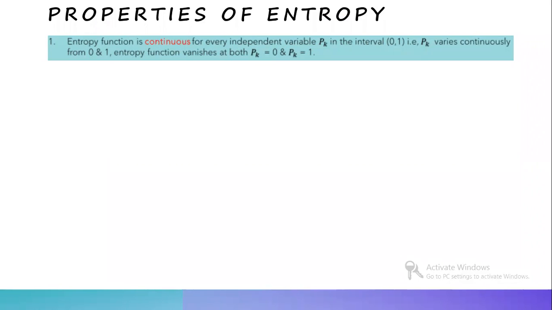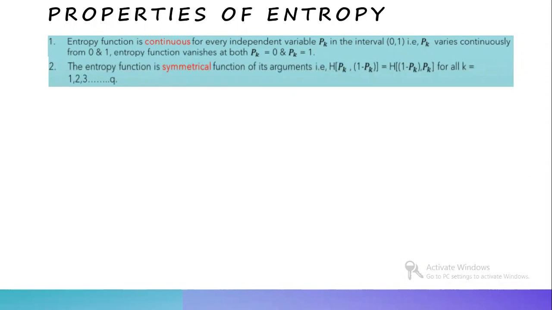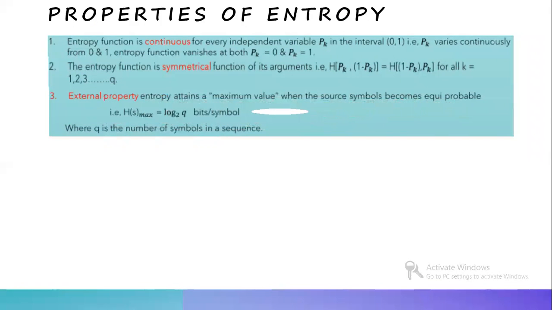The second property is that the entropy function is a symmetrical function of its arguments. So it tells that H(pk, 1 minus pk) will be equal to H(1 minus pk, pk), irrespective of the position of the arguments, for all k equal to 1, 2, 3 up to q. This is the symmetrical function. The third one is the extremal property.